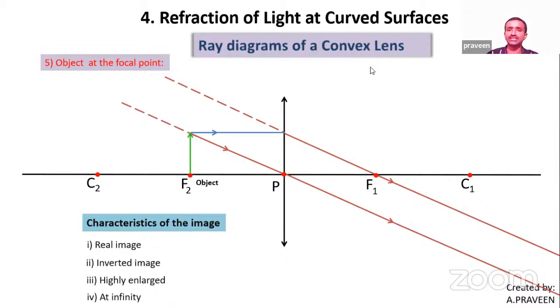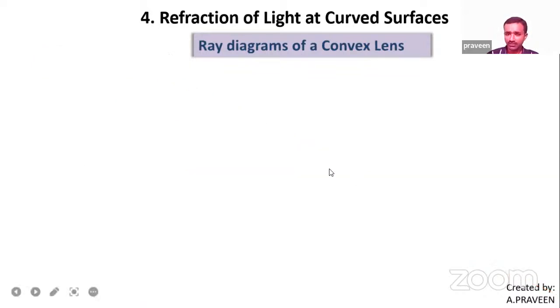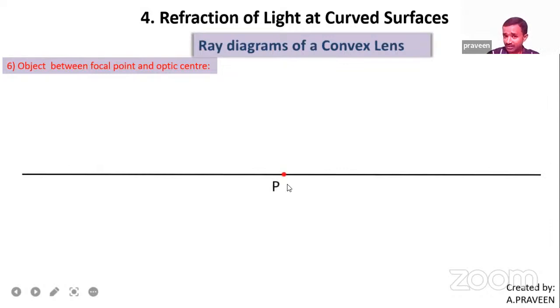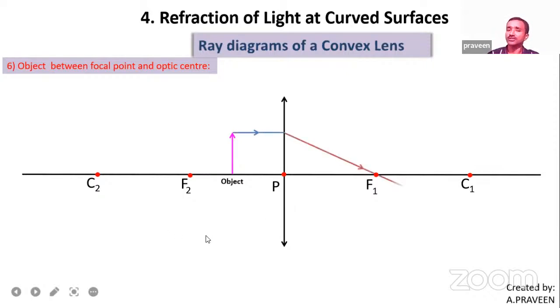Next here, simply we will go for the last possible position, the object between the focal point and the optic center. In this case, the object is placed between the pole and the focus. The same logic will be followed. The object is represented, placed between P and F2. Then from the top of the object, two light rays are needed. One is parallel to the principal axis and the other is passing through the optic center. So draw the refracted light rays.